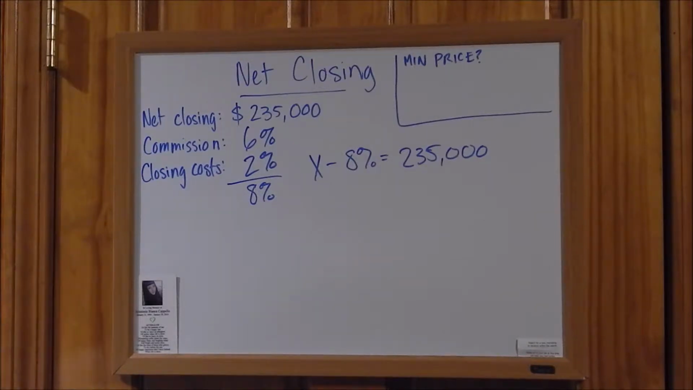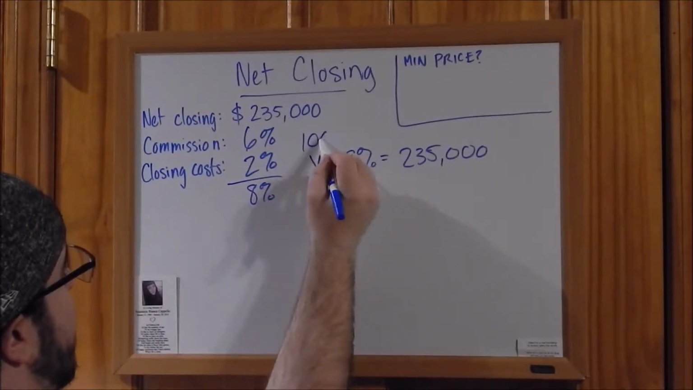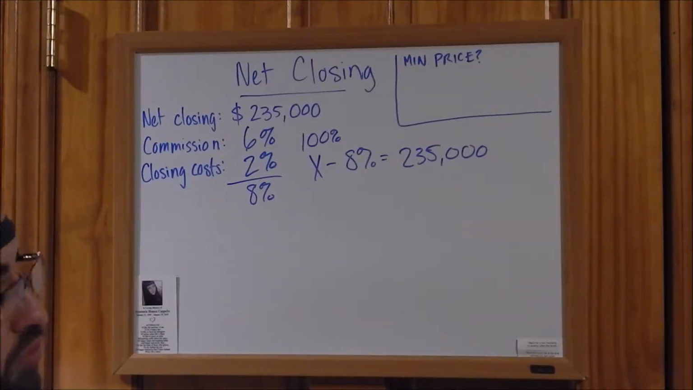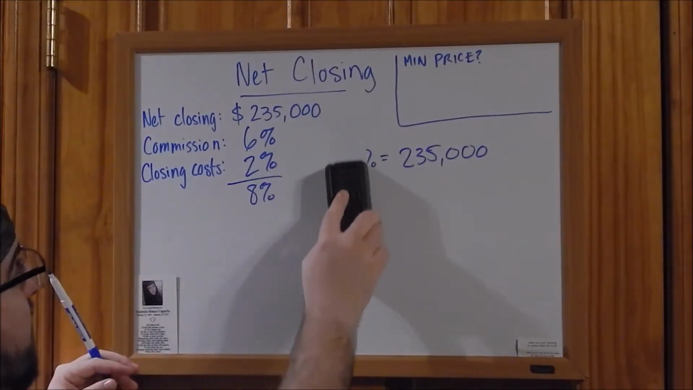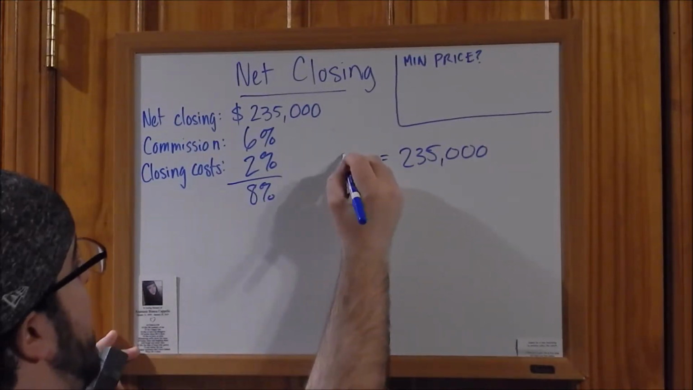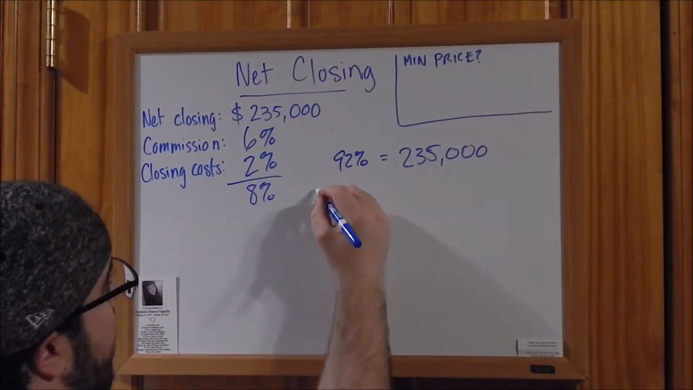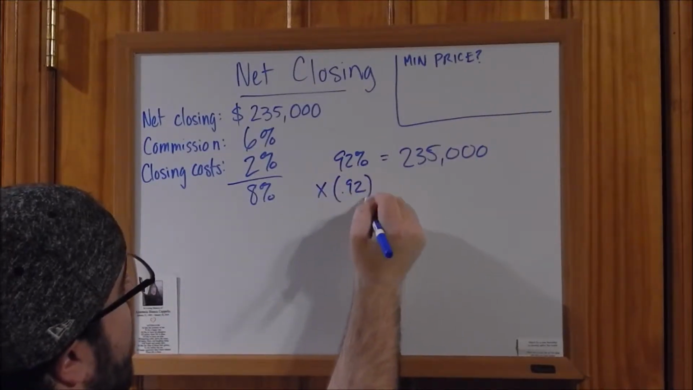Now you might be thinking this is hard. I didn't do algebra with percentages before, but let's not make this harder than it has to be. What we know is that x is going to equal 100% of the price that we need, right? So we have 100% minus 8% equals $235,000, which means 100 minus 8, 92% of our asking price is going to equal $235,000. Now, in order to figure this out algebraically, we have x times 0.92 equals $235,000.